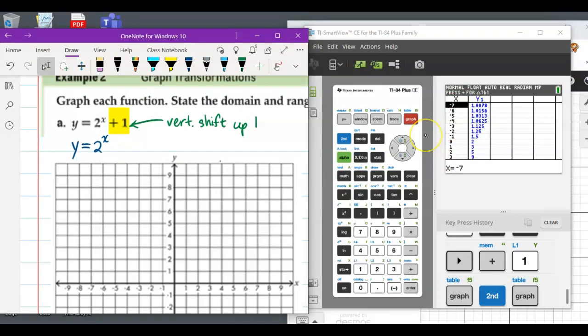And I have a lot of nice points that I can plot. I can plot the point 3, 9, 2, 5, 1, 3, 0, 2, negative 1, 1 and a half, negative 2, 1 and a fourth.